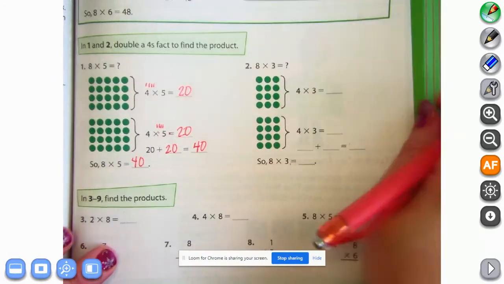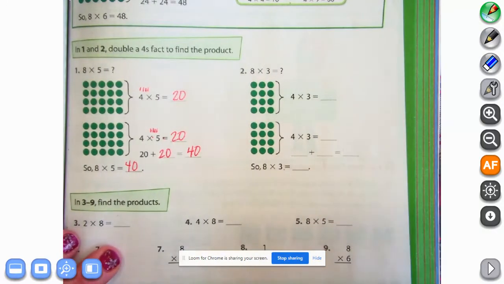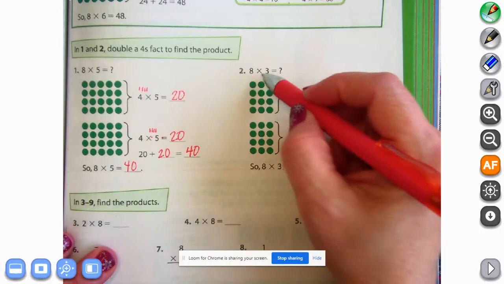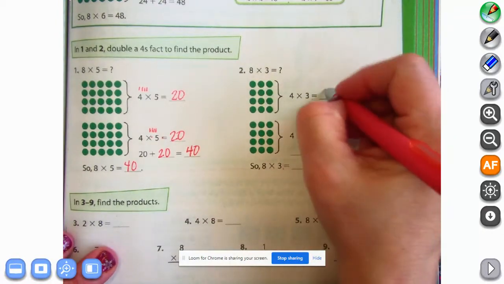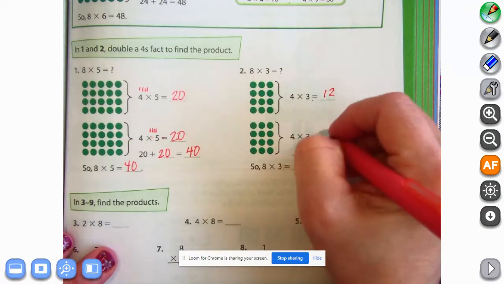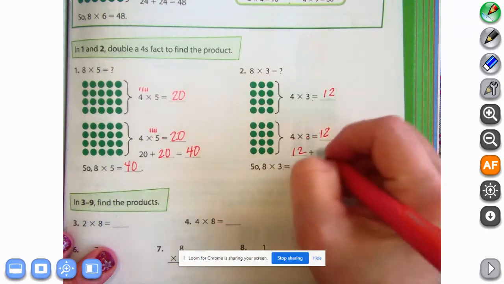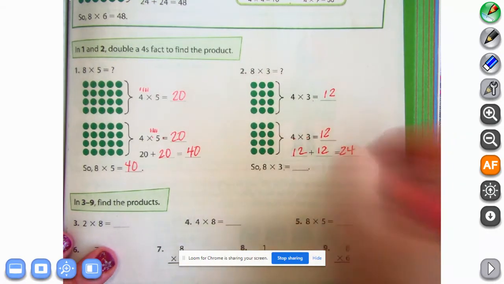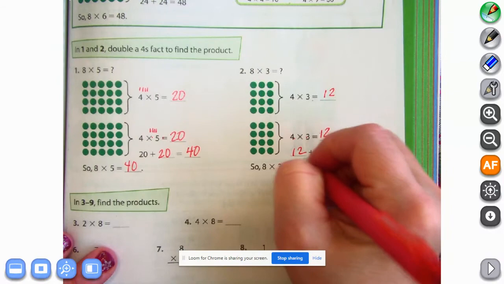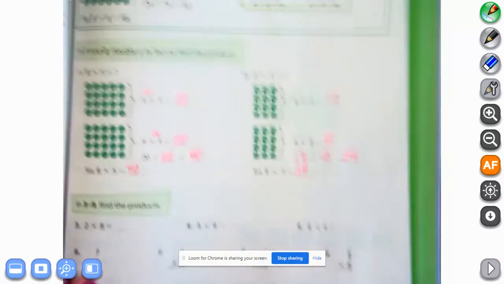You should have this already done, so I'm just going to cruise through this and get the answers written down. 8 times 3 can be broken into 4 times 3 equals 12, 4 times 3 equals 12. 12 plus 12 equals 24. So 8 times 3 is 24.